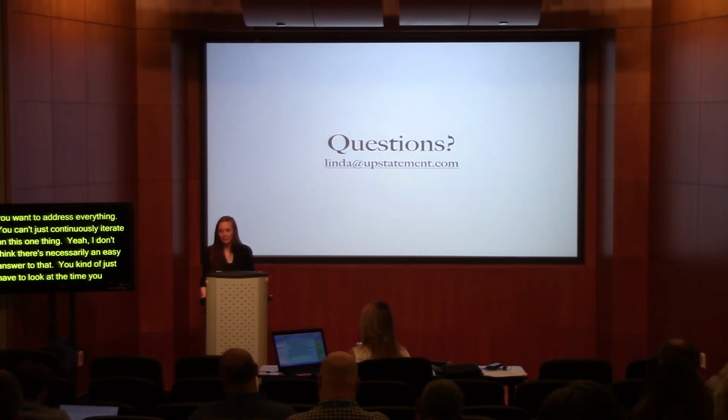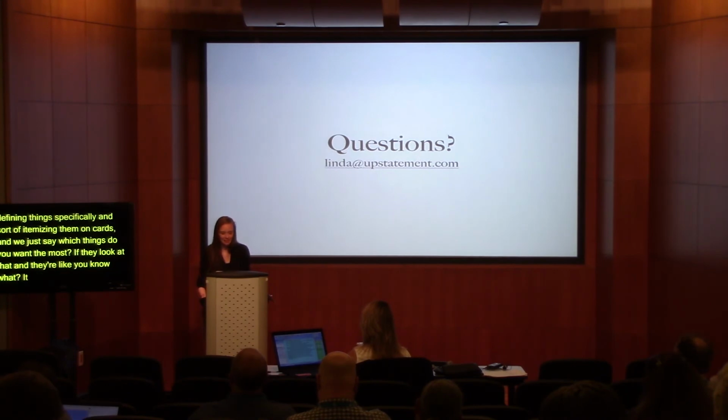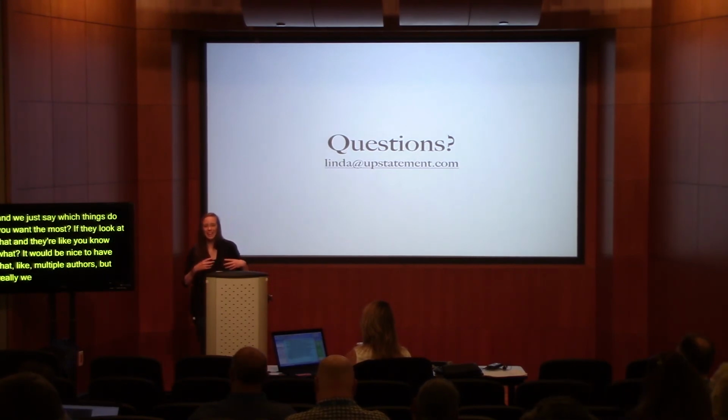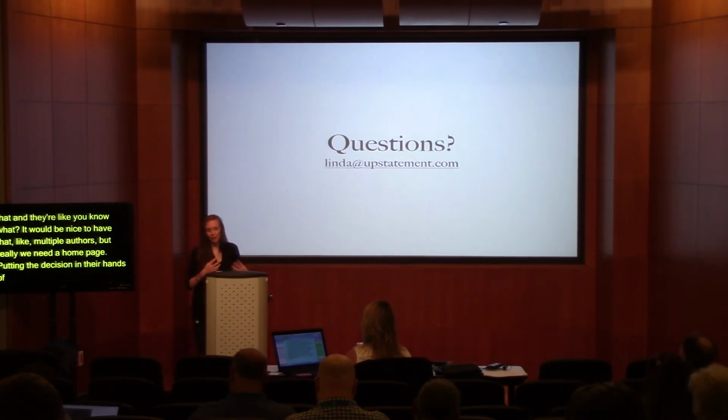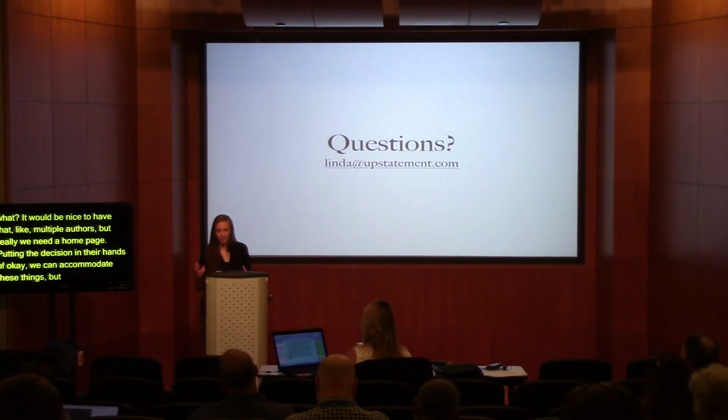What we do a lot of is defining things specifically and itemizing them on cards, and then we just say, which things do you want the most? And if they look at that and they're like, you know what, it would be nice to have multiple authors, but really we need a homepage. So we're putting the decision in their hands: okay, we can accommodate these things, but how important are they to you vis-a-vis other big features?